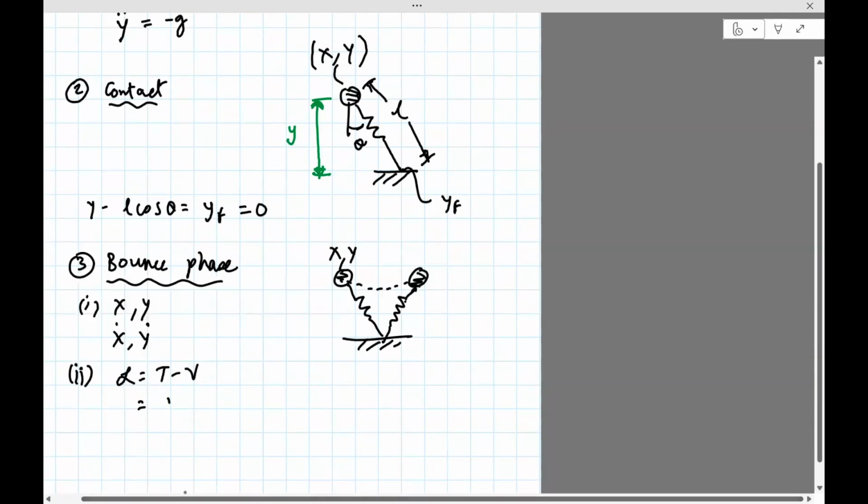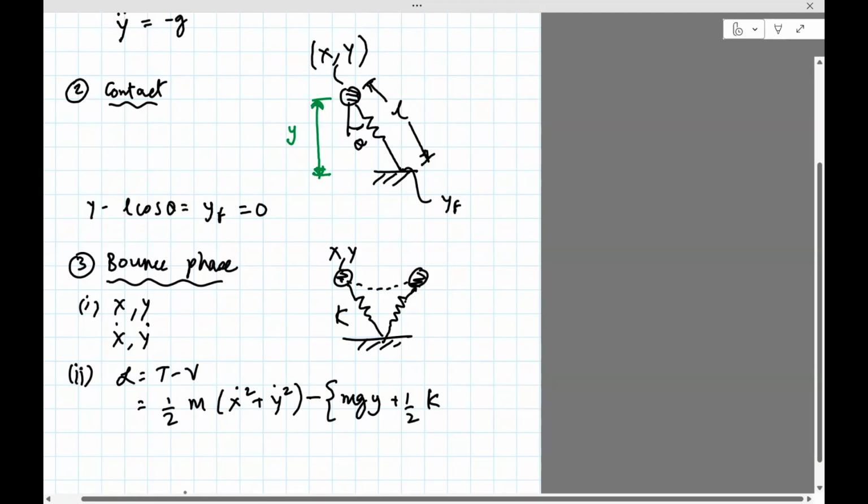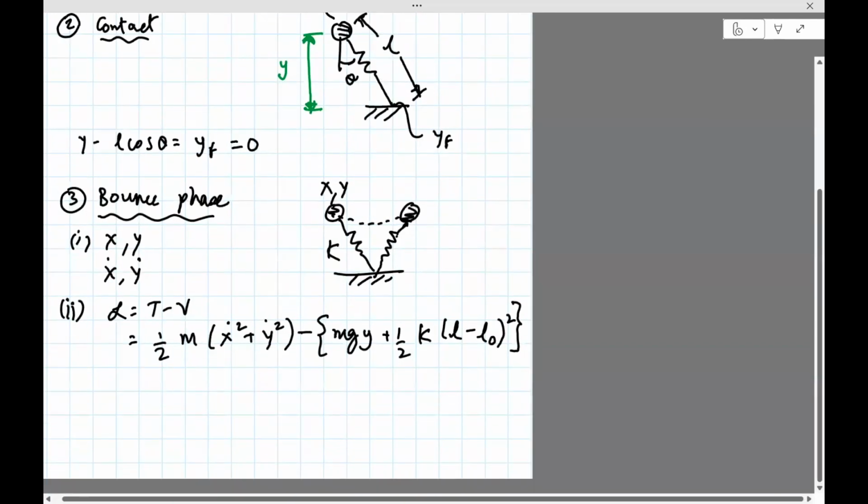So in this case, T is just half m, and we need to write that in terms of the center of mass. So in this case, x dot squared plus y dot squared, minus V. V is the potential energy, and the potential energy is going to be mgy. But there's another force here which we need to account for, the spring force, so the energy stored in the spring. Let's assume that the spring constant is k. So plus half k, let me just call it (L minus L0) squared. We need to figure that out. I can't keep it in terms of L, I need to keep it in terms of x and y. So L minus L0, where L0 is the unstretched length of the spring.